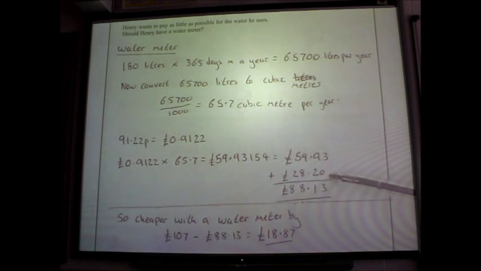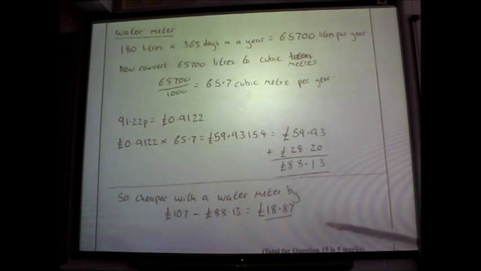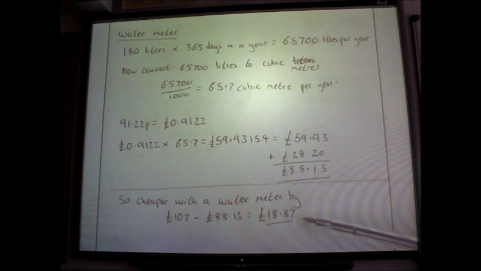Then the £28.20 is the fixed charge it talks about at the top of the question. So add them together and it gives you £88.13. So it is cheaper with a water meter by £18.87, because without a water meter it costs £107. So it does work out cheaper.